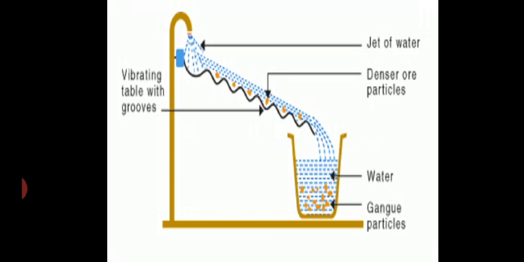Got it? If the ores are bigger in size and the gangue particles are smaller, meaning there is a difference in size between the ore and the gangue particles, then it can also be removed by hand picking. Hand picking is done if the size and the shape of the particles differ.